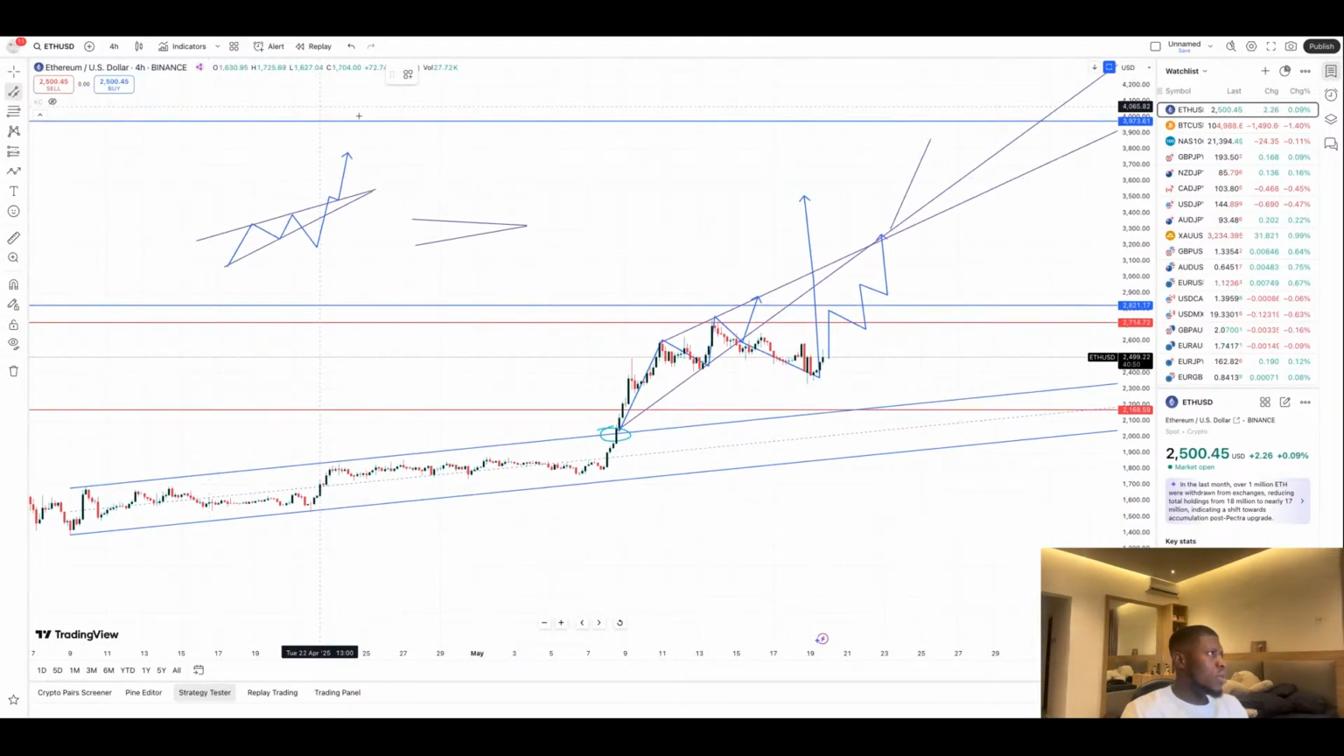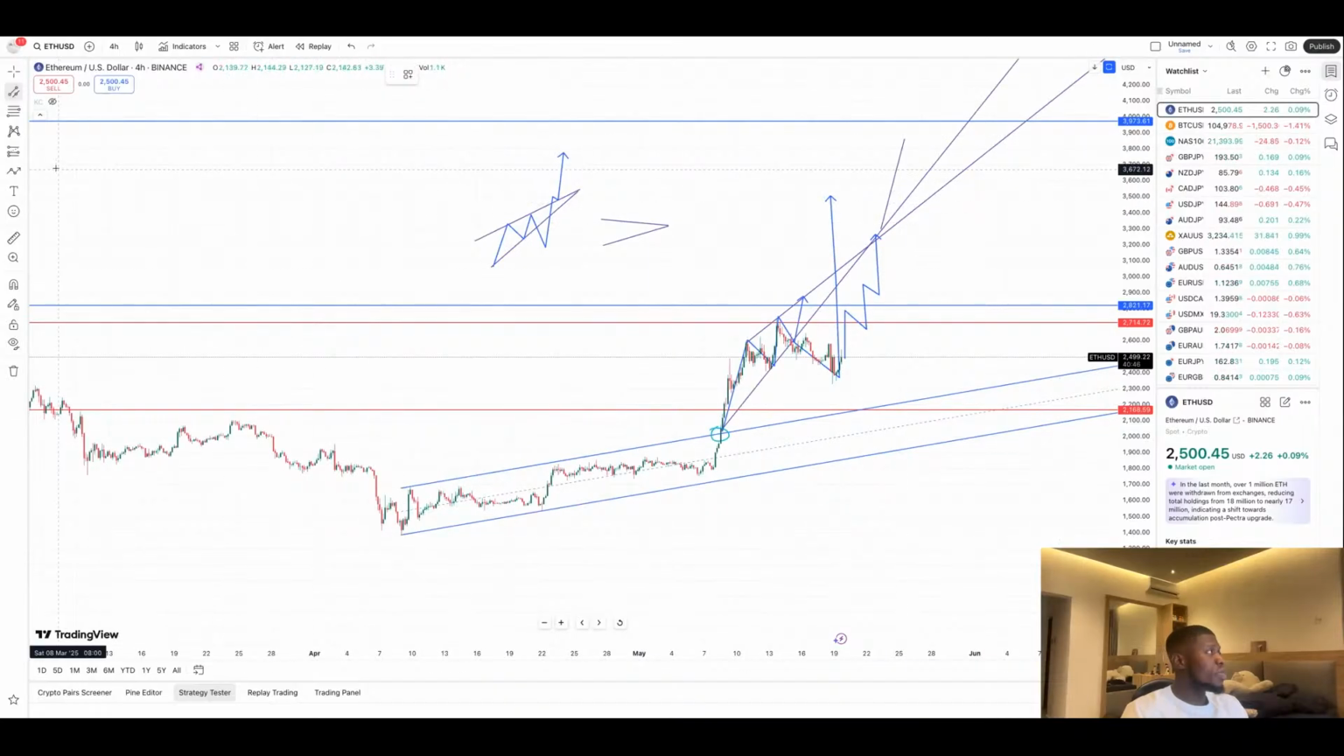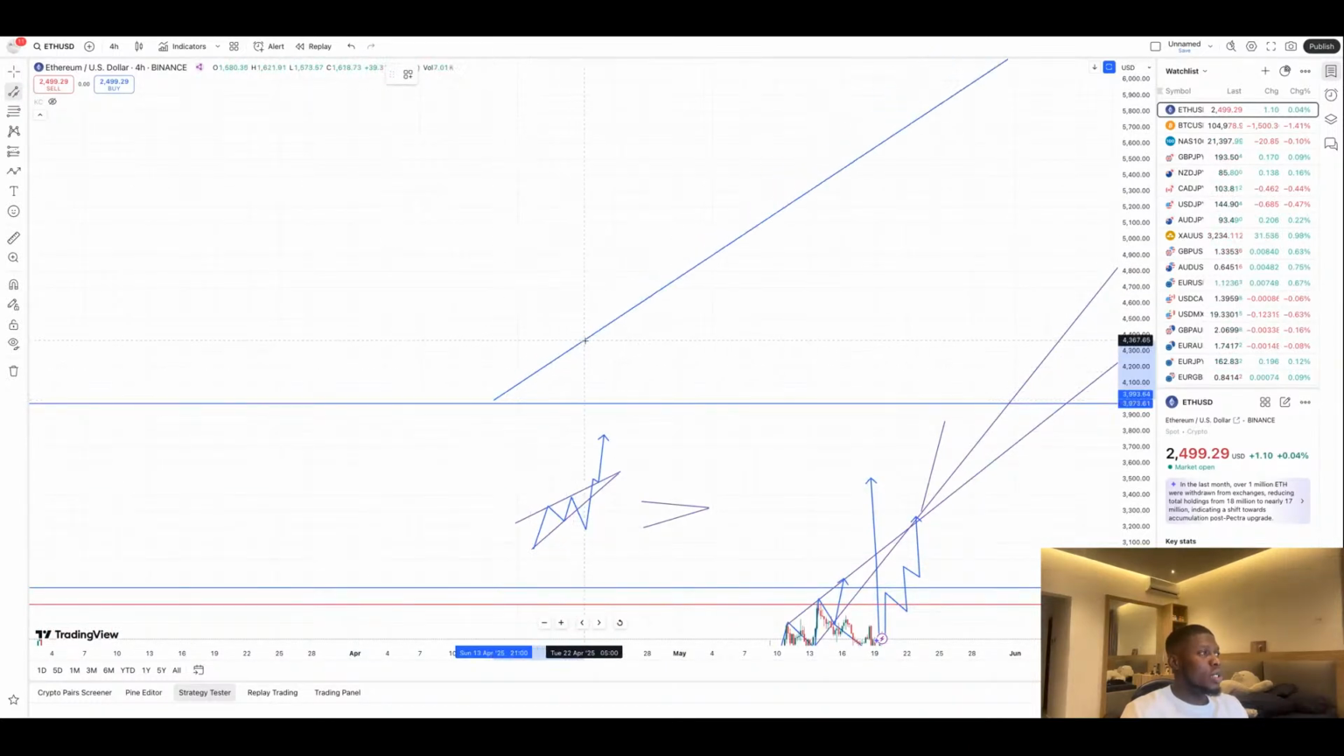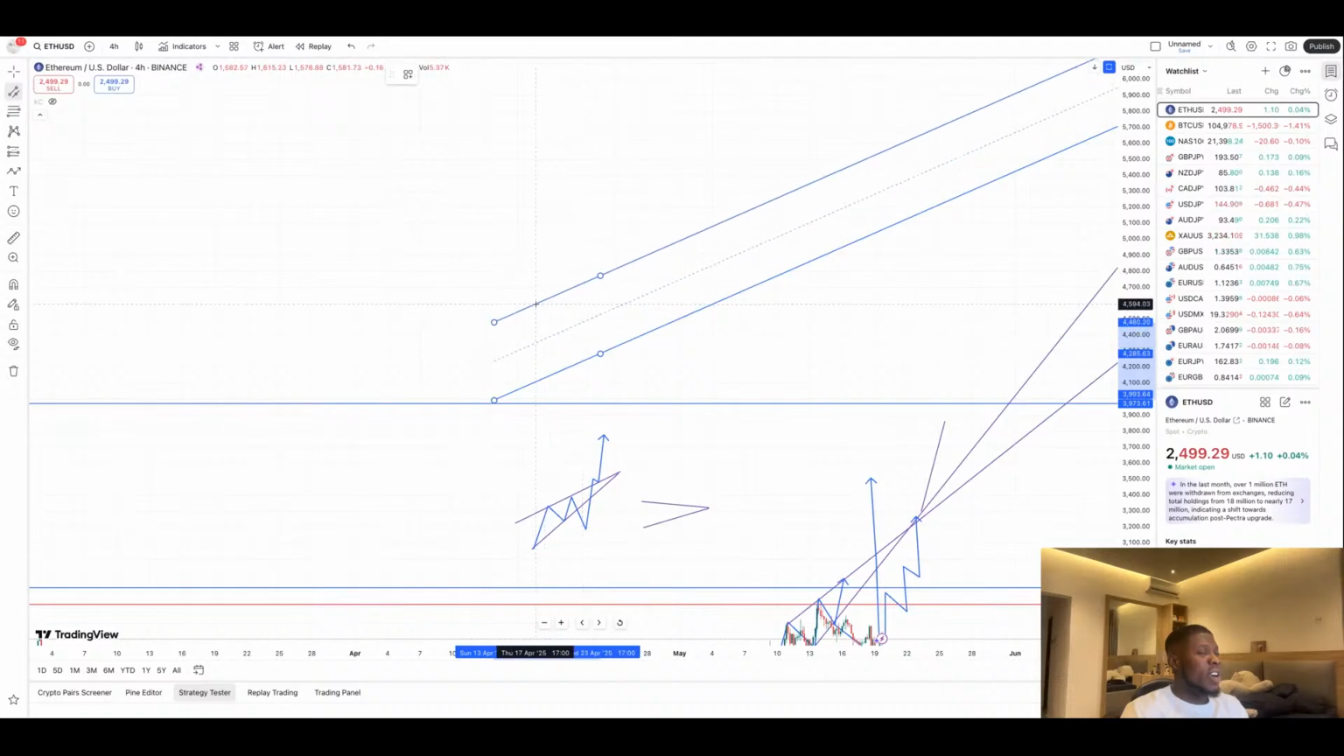So I hope you learned something today. Let me go to a new space. So I'm giving you a hint to identify between a continuation triangle and a rising wedge.